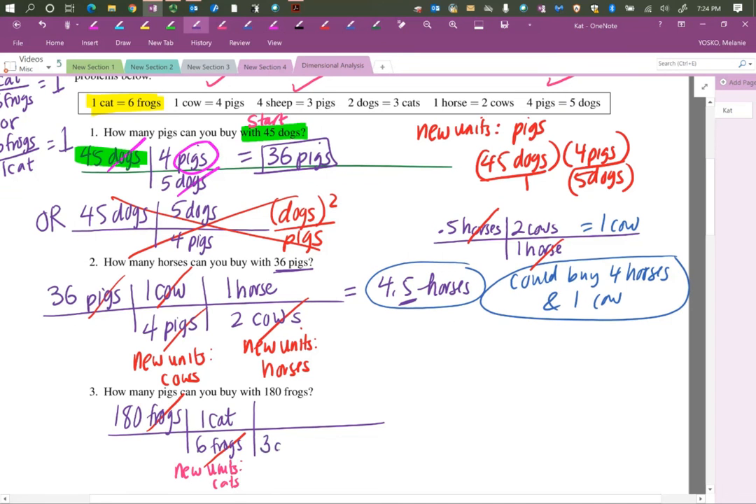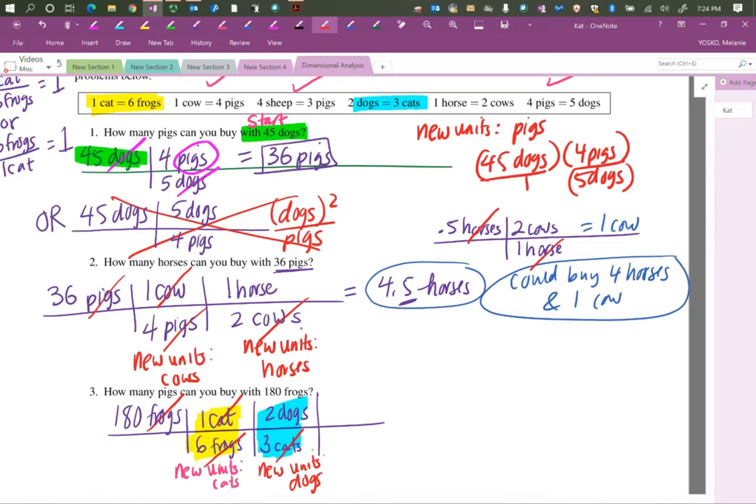Well, 3 cats is the same as 2 dogs. I'm using this right here. 1 cat, 6 frogs was right here. Does that make sense? Okay, so cats in the numerator cancel with these cats in the denominator. Here, the new units are in terms of dogs. Okay, so I need to keep converting because I need pigs.